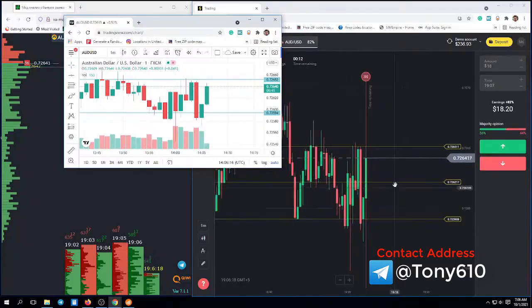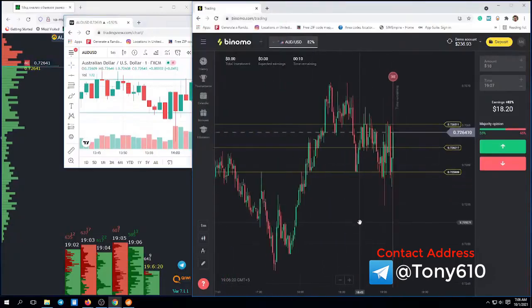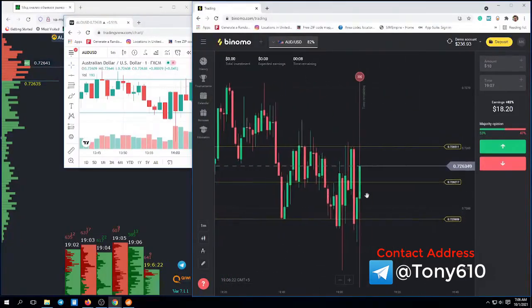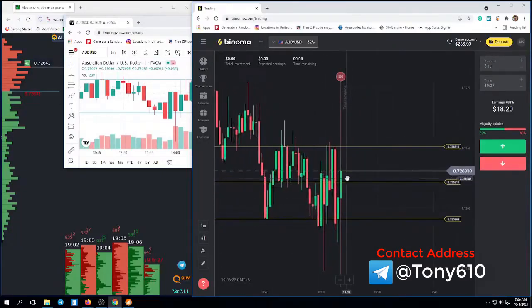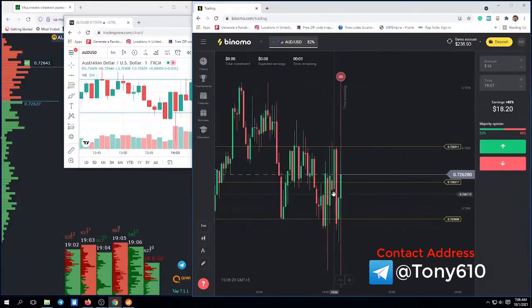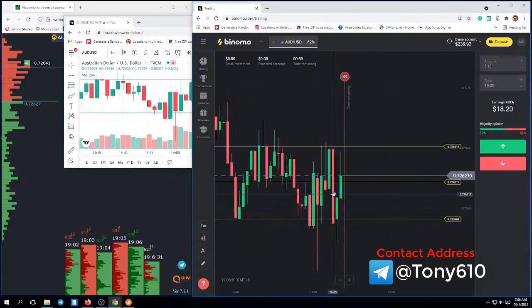So actually the market isn't good right now, so I cannot place more trades according to VM strategy right now, because the market situation is very crazy. So this is not a good time for trading.